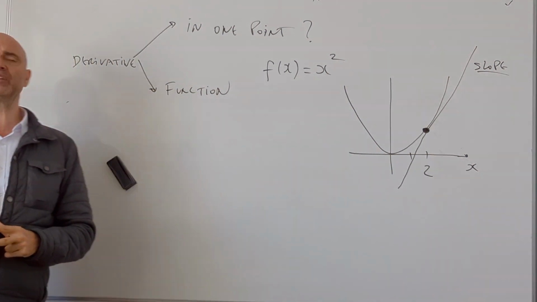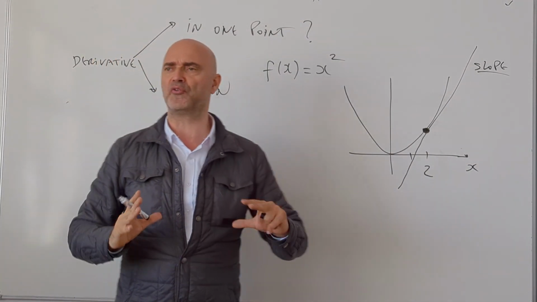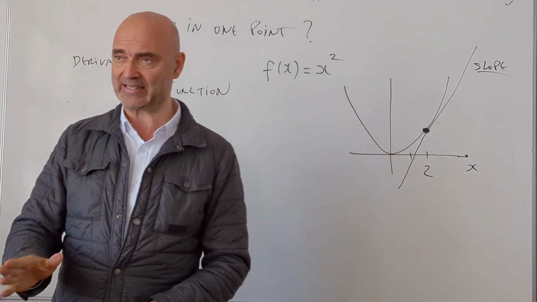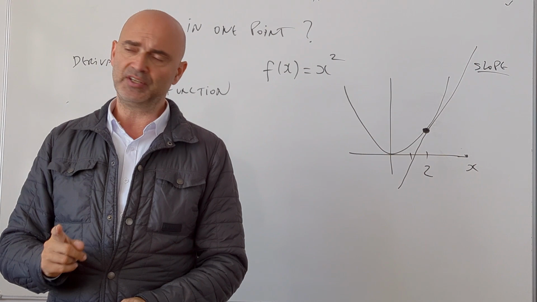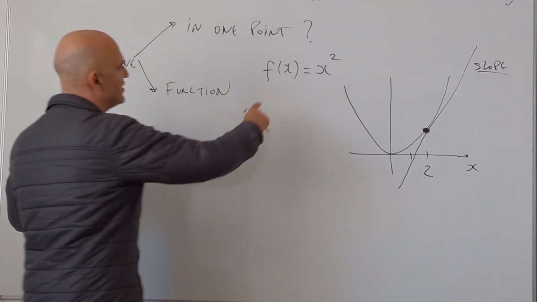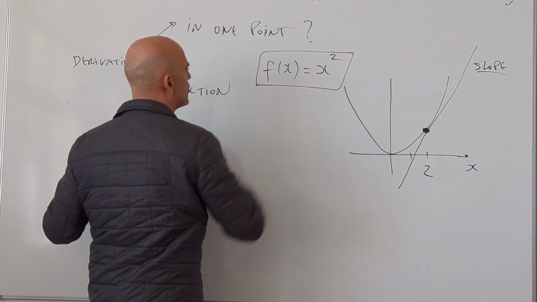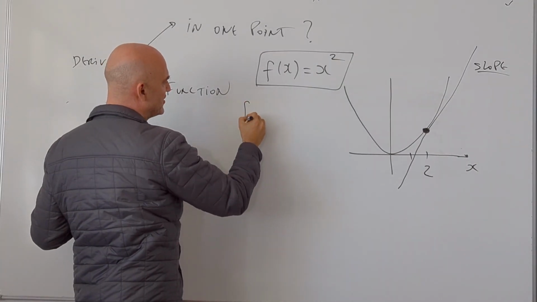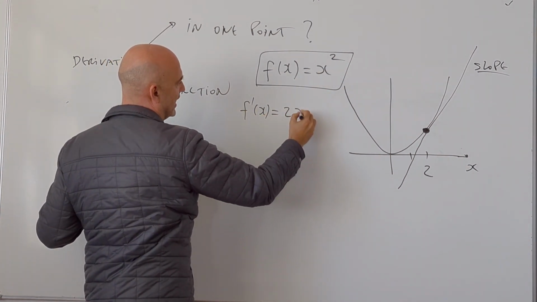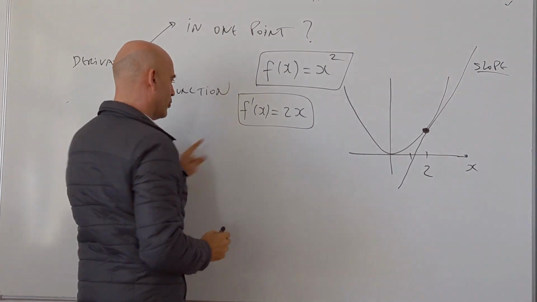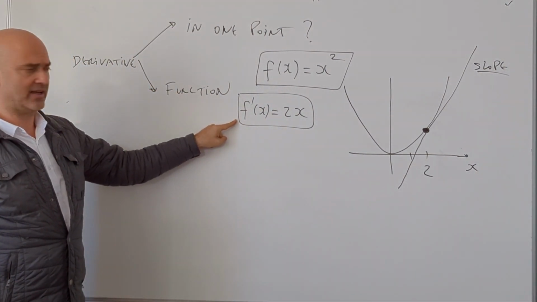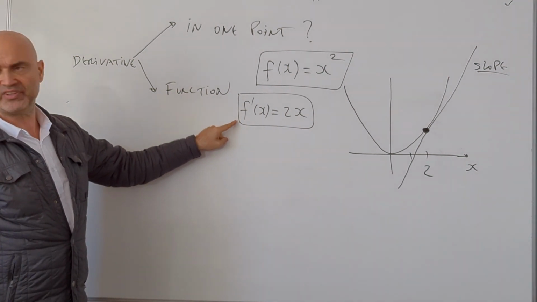But now we can use a derivative function. And with the derivative function, we can very easily get the derivative at any point. For example, here I have this function, x squared. The derivative function of x squared is equal to 2 times x.